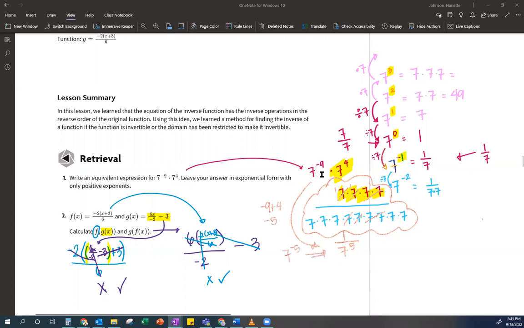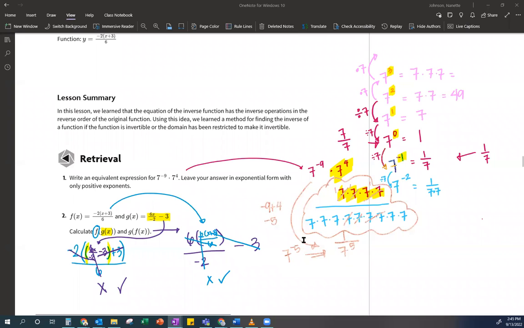All right, so you would take your exponents because they have the same bases. Negative 9 plus 4, yes, is negative 5. And then 7 to the negative 5 just means we have 7 factors of 5 on the bottom. So there's your answer. Let's just check my answer. Write an equivalent expression, correct. Leave your answer in exponential form. That's an exponential form with only positive exponents. See how this is a wrong answer because the exponent is negative.